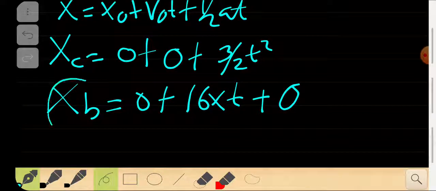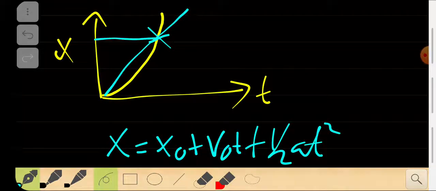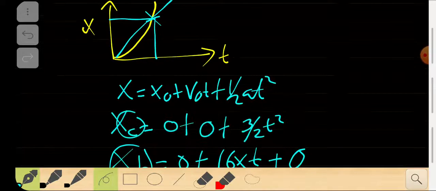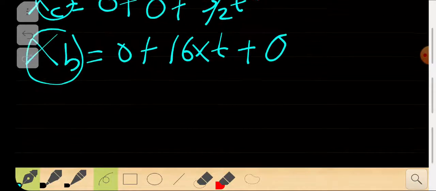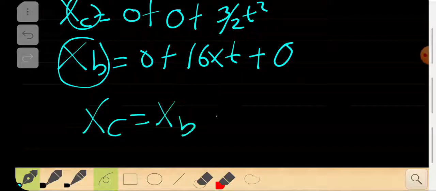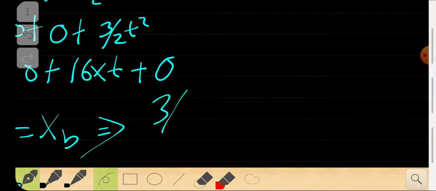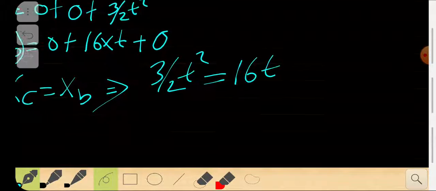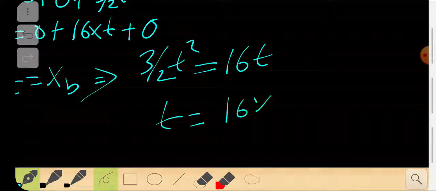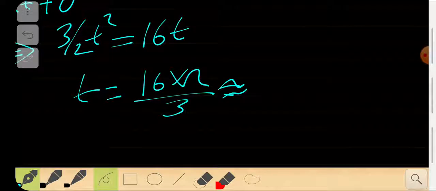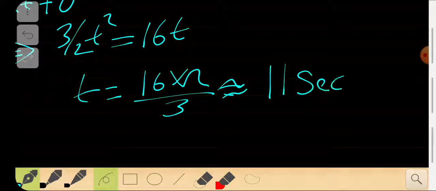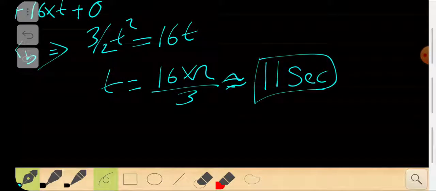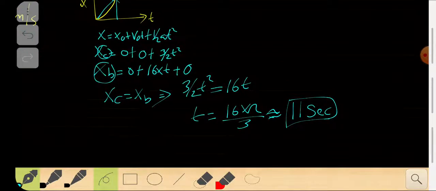So you can see that in the graph, when xc equals xb, that is when the car is going to overtake the bus. So you can equate them: 3 by 2 t squared will be equal to 16t, right? So you can easily write down that t will be equal to 16 times 2 by 3, which is 32 by 3. So it will be around 10.6 seconds. You can approximate it to 11 seconds. I'm doing an approximate method here. That's the time taken for the car to overtake, right?